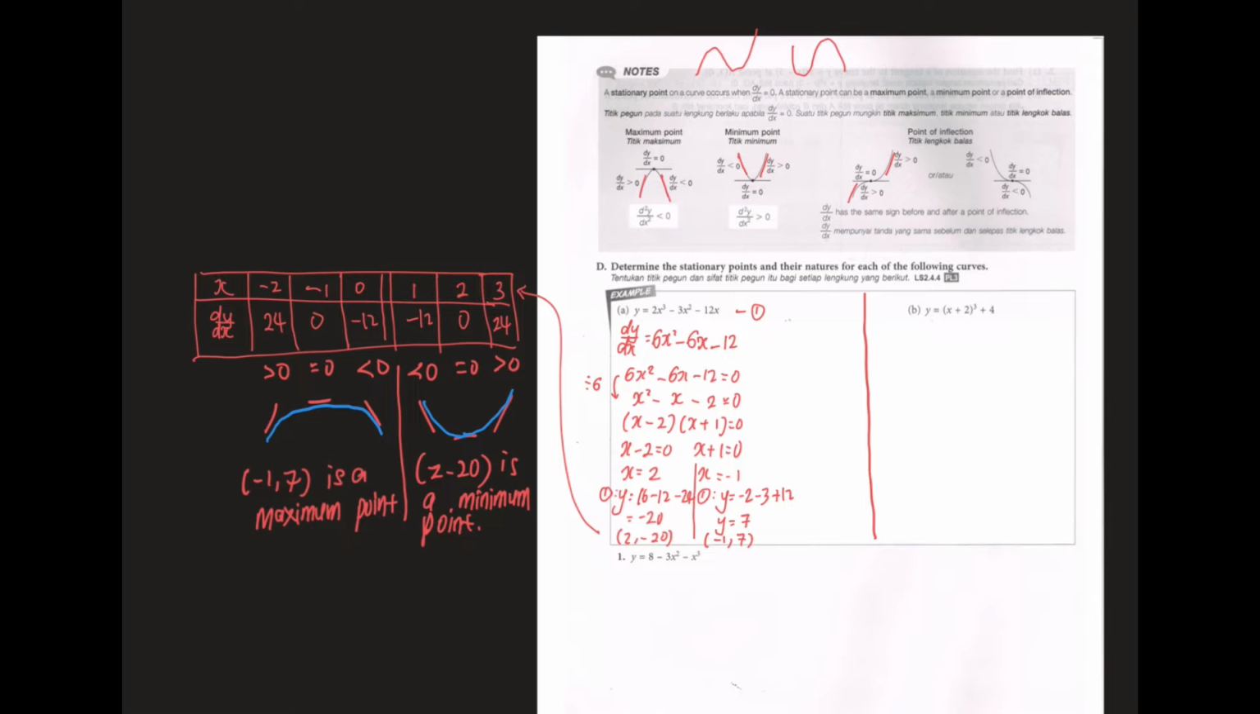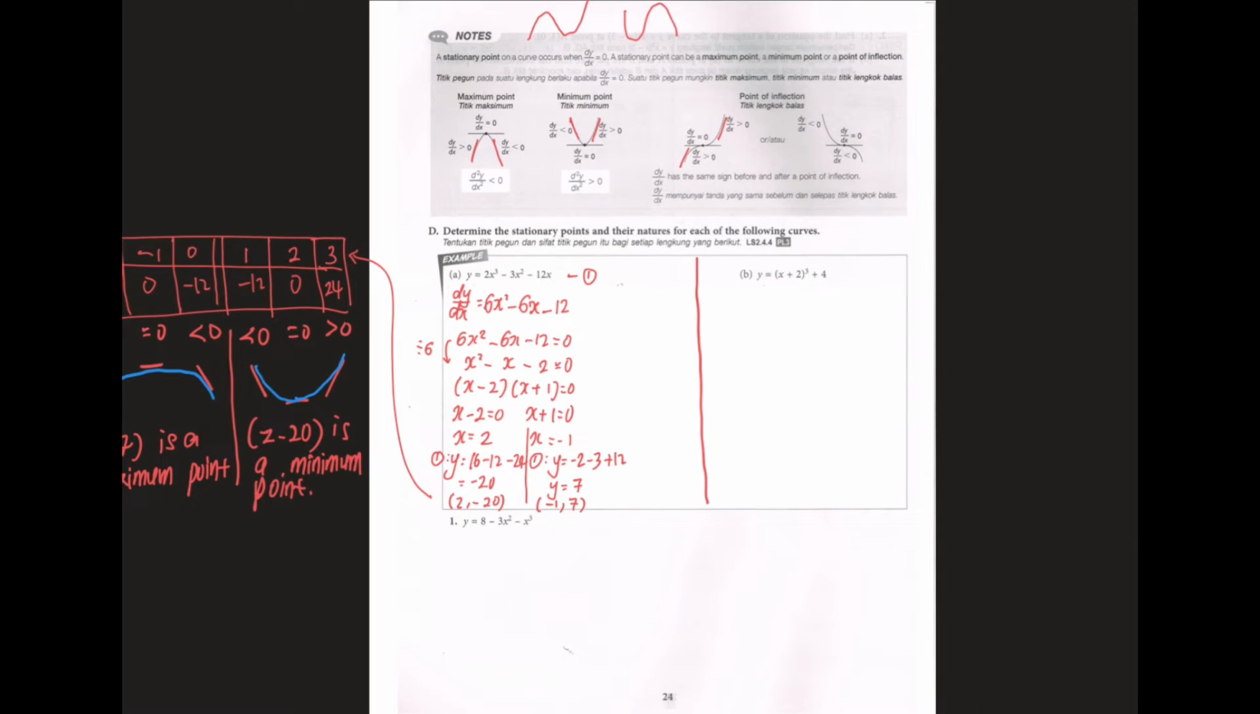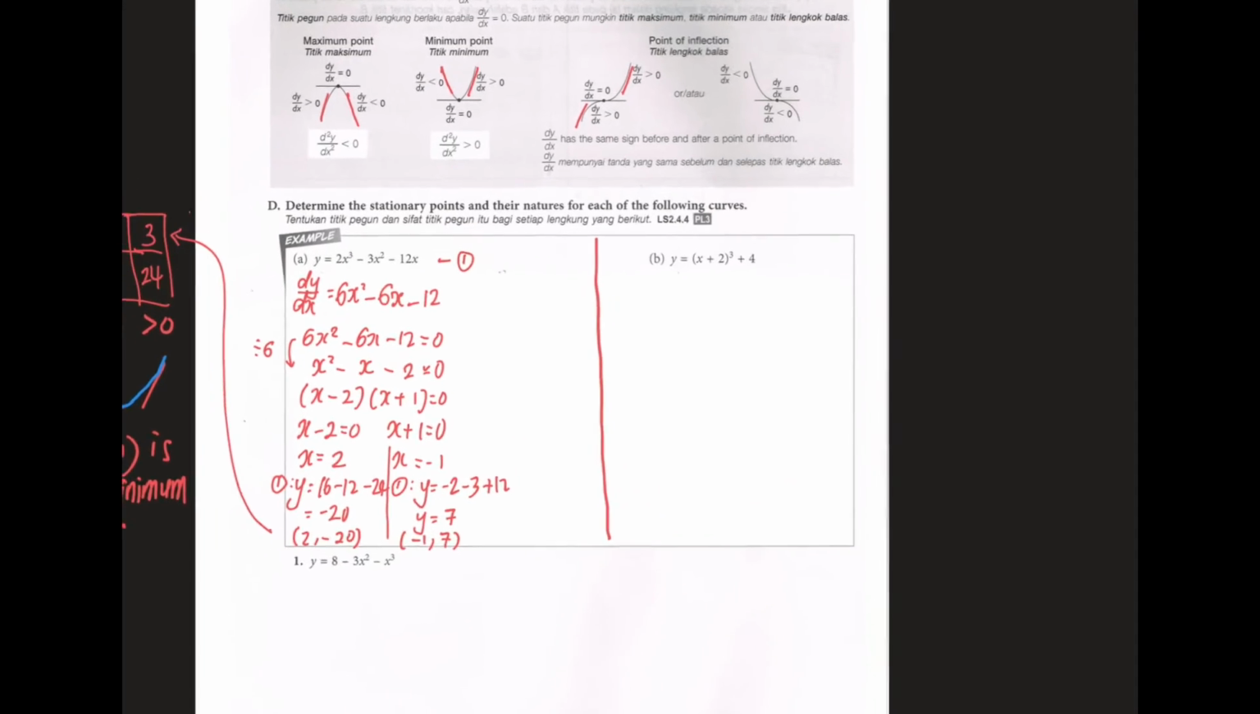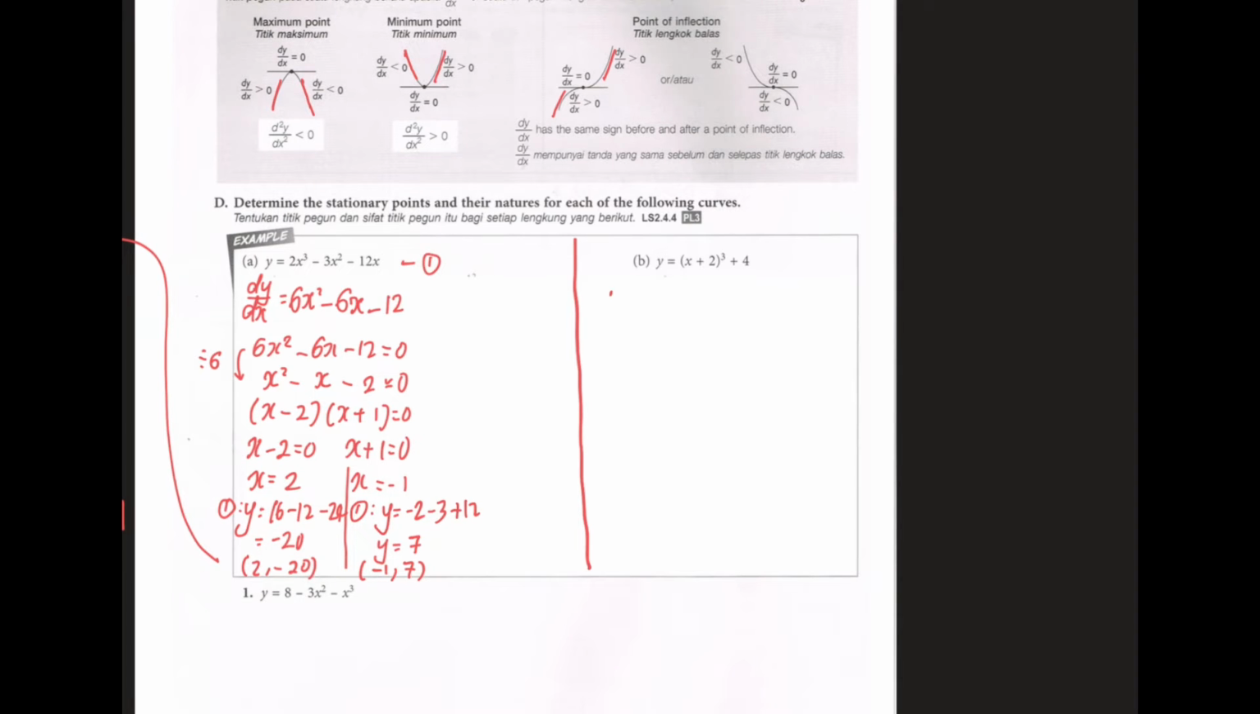Okay, now let's see one more example. We look at B. y equal to (x plus 2) cubed plus 4. Now we have to do dy/dx, differentiation. dy over dx equal to, so I hope you still remember how to differentiate this.